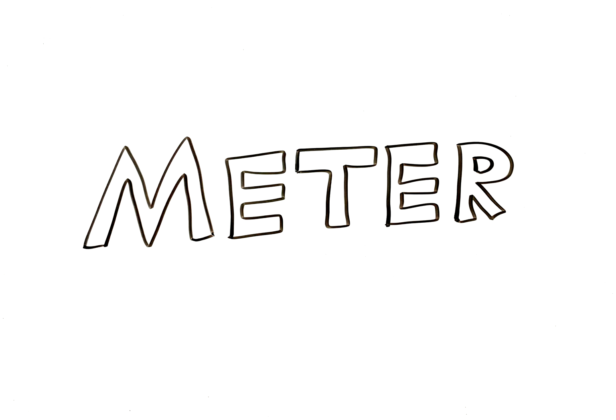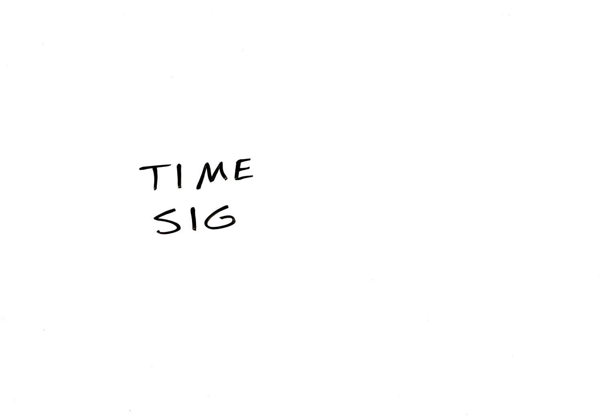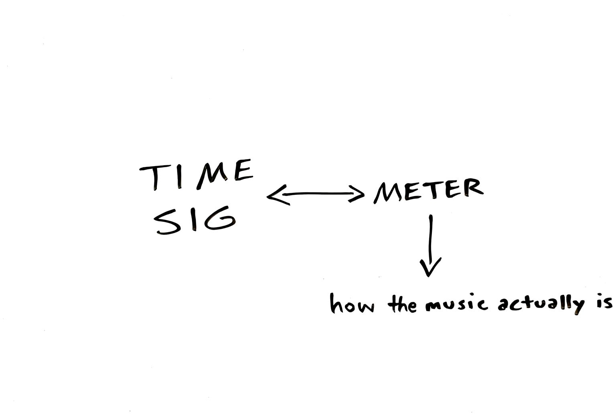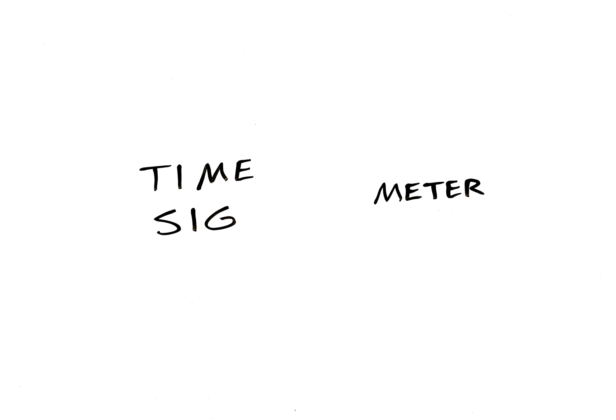Now let's talk about meter. We've used the terms time signature and meter. What's the difference? Well, they are interchangeable, but meter focuses slightly more on how the music actually is, whereas time signature focuses slightly more on the symbols you write to express this. One way to say this is that the time signature tells you what the meter is.